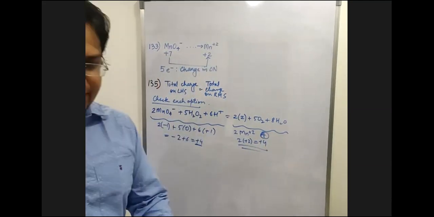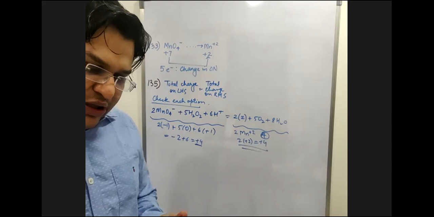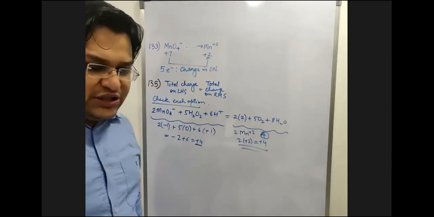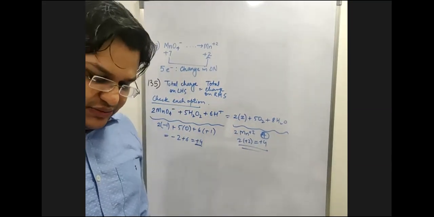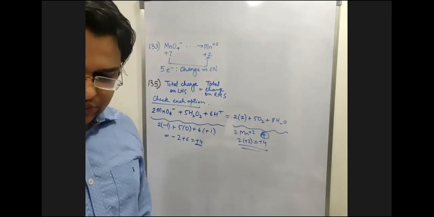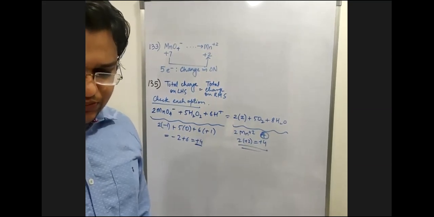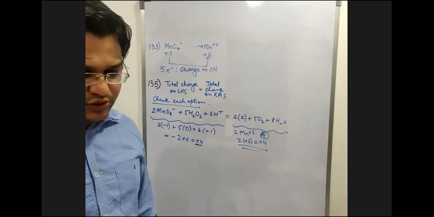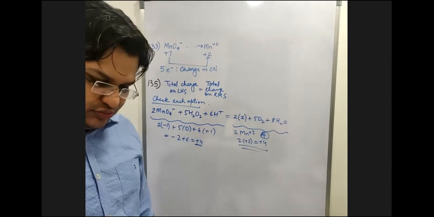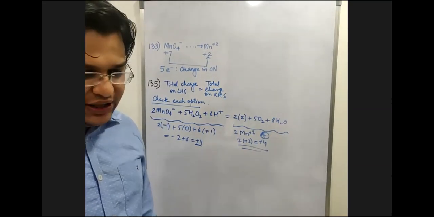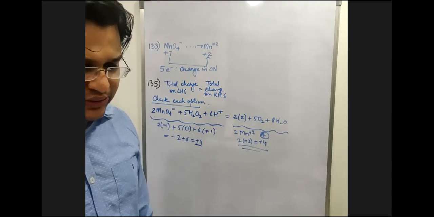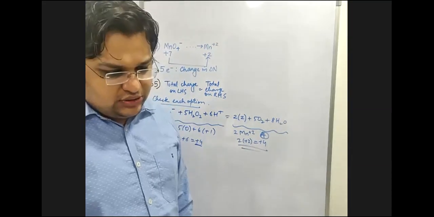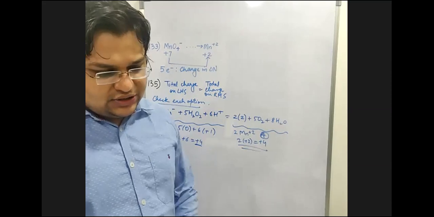समझा आपको कैसे चेक किया? 136 also write the same thing. Total charge on LHS should be equal to total charge on RHS. Anyone who's got 136 over there?